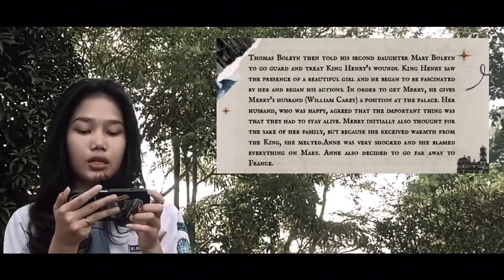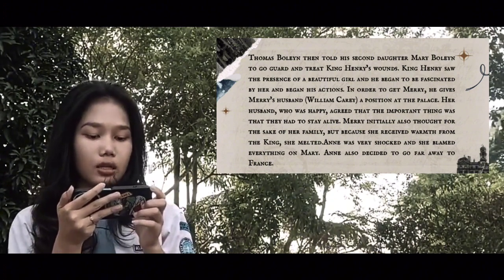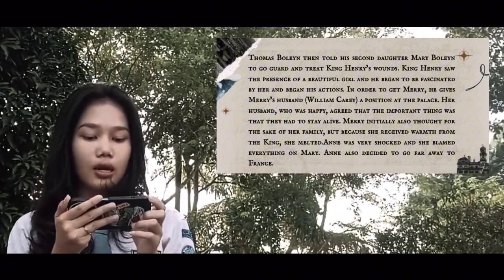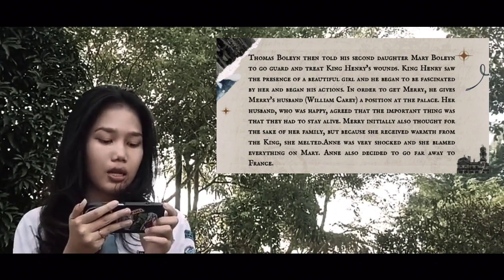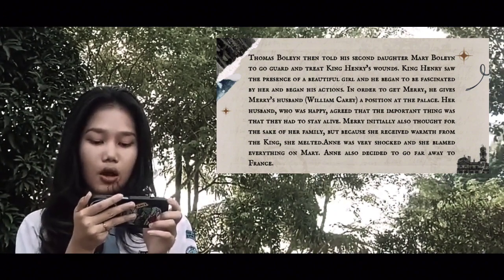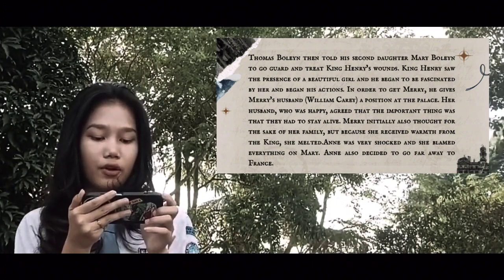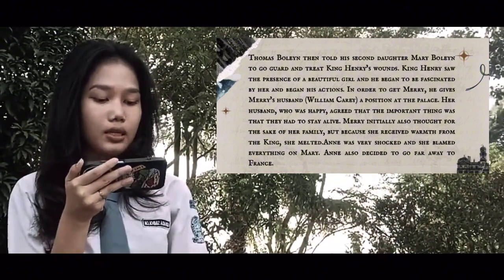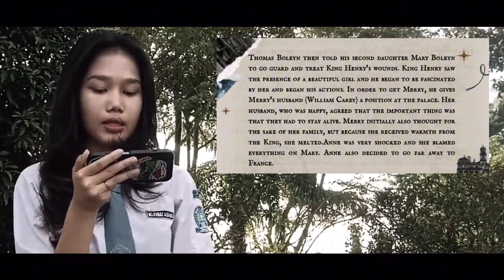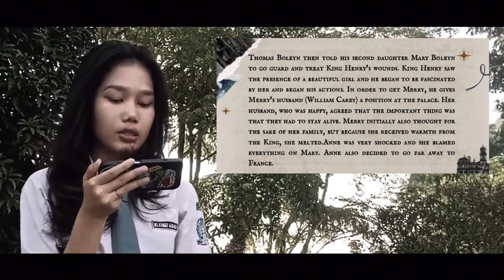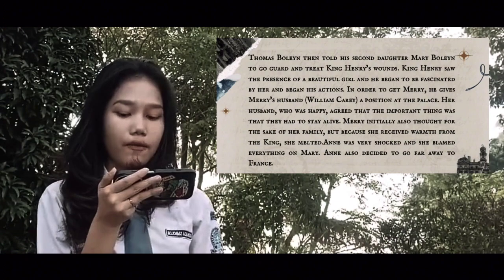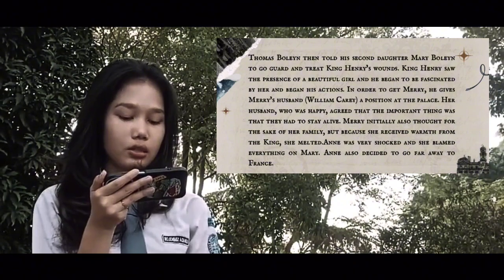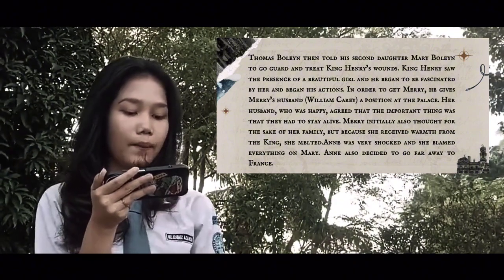Thomas Boleyn then turned to his second daughter, Mary Boleyn, and King Harry saw the presence of a beautiful girl, and he began to be fascinated by her and began his action in order to get her. He gave Mary's husband William Carey a position at the palace.